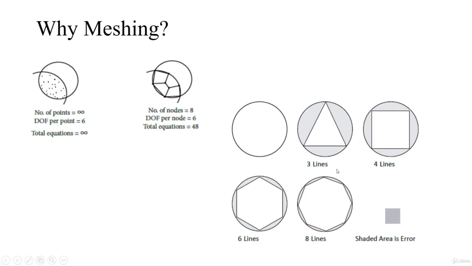Likewise, if I go on increasing the number of sides of this polygon, you see the gap between the circumference of the circle and the polygon decreases. Similarly, as we increase the number of nodes and elements, we get a more accurate result. But this is not always true in every case, and we are going to see about this in the meshing part of our course.